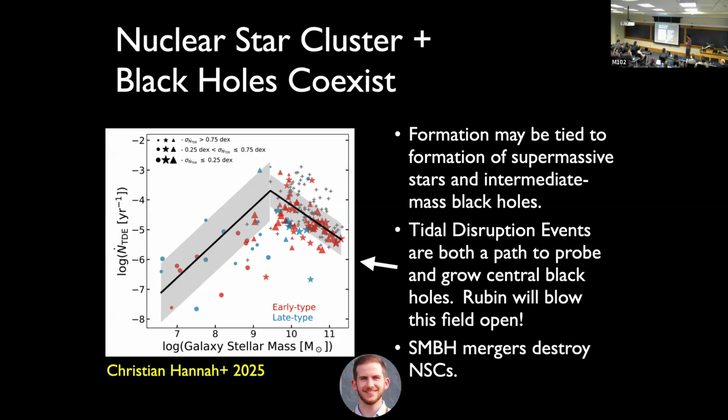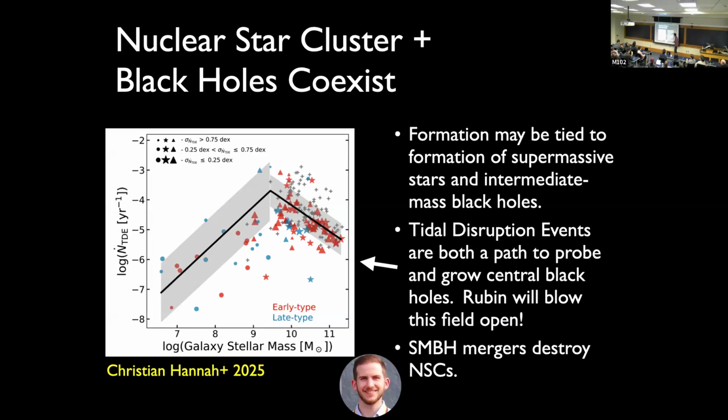So it's very exciting. And one of the things that I have a student working on right now is trying to predict how many tidal disruption events should happen in low mass galaxies from stars from the nuclear cluster falling onto the black hole. And this is from his paper, Christian Hanna, who just finished his PhD in December.